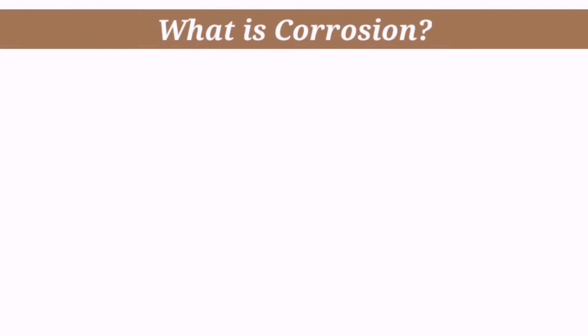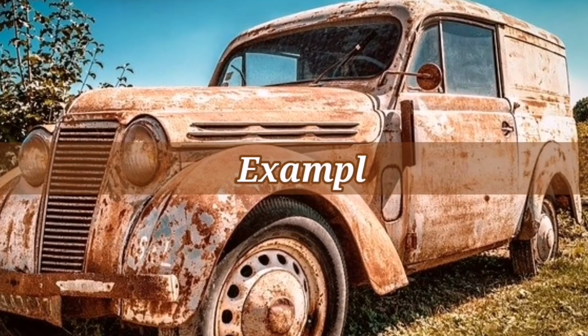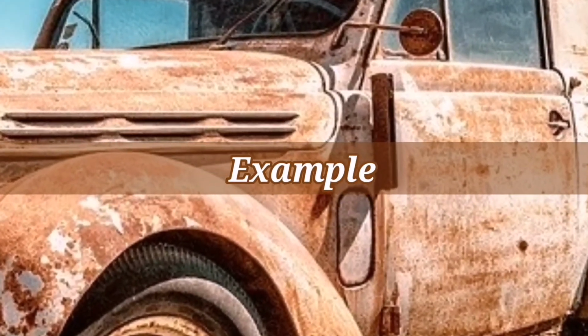What is corrosion? It is slow and continuous eating away of metal by the surrounding medium. In chemistry language, it is a redox chemical reaction that takes place by the action of air and moisture with the metals. Example: the most common example of corrosion is rusting of iron.